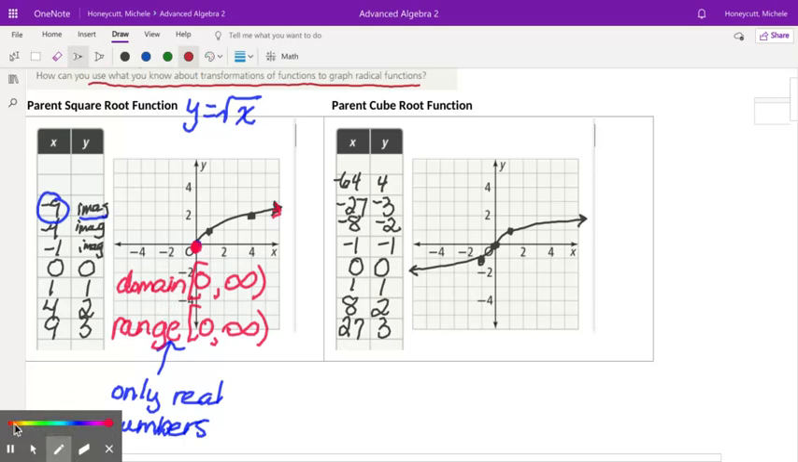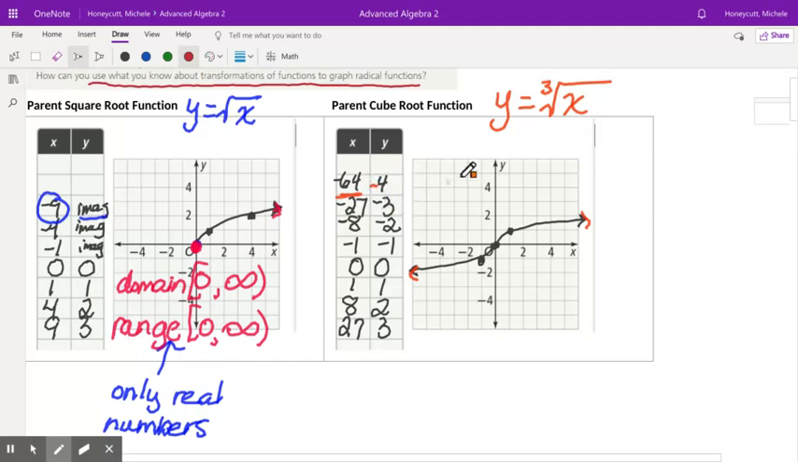Now let's look at the parent cube root function. The equation for the parent cube root function is y equals the cube root of x, and its graph looks like this. Now this graph has two sides. It goes to the right and it also goes to the left, and that is because for our negative numbers, if x was -64, oh, I forgot a negative right there, the cube root of -64 is -4. Those are real numbers.